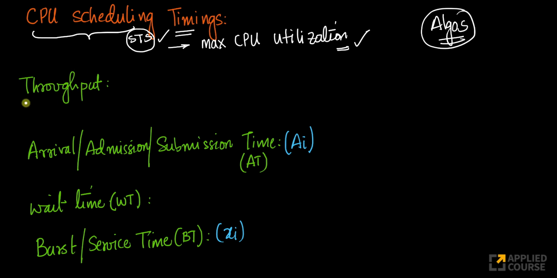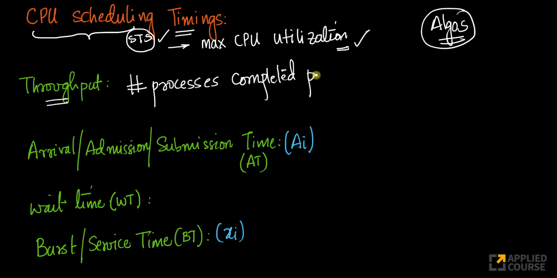The first one is called throughput. We'll define throughput in a very simple sense. In simple English, throughput is the amount of work that you get done per unit time. In this case, it is basically the number of processes completed per unit time. This unit time could be a second, could be a minute, could be an hour. We can pick any unit of time.